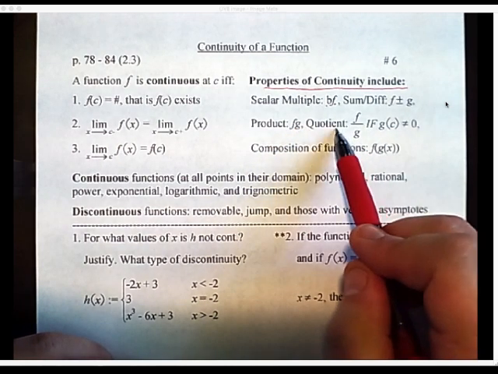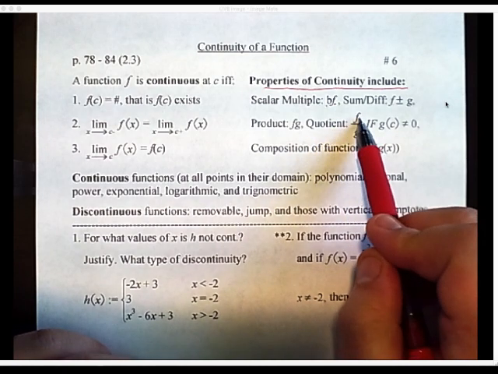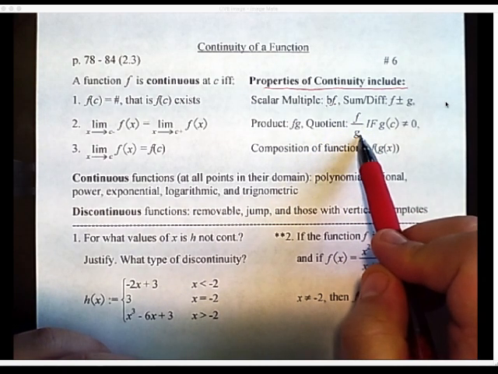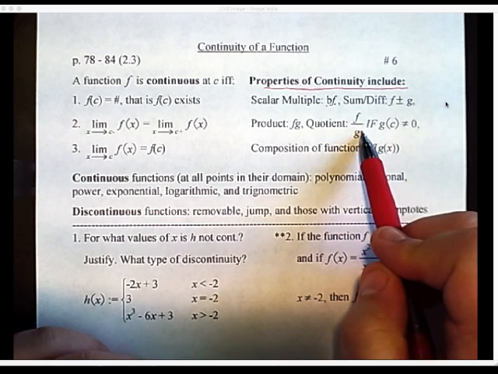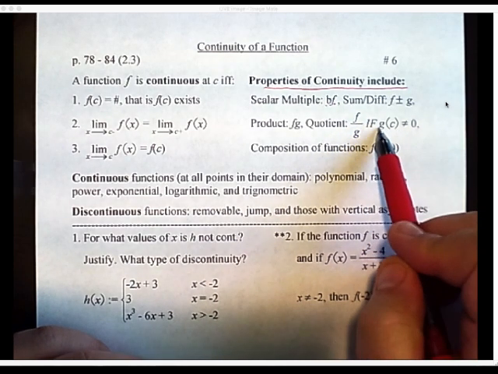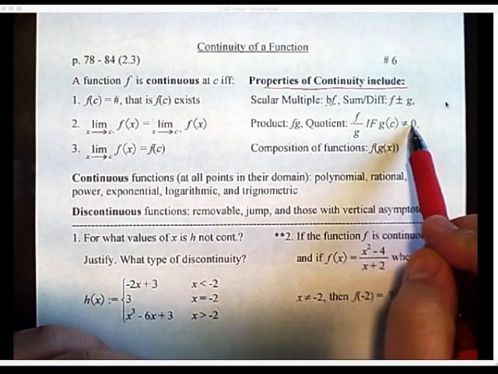All right. Now, what about quotient? If f is continuous everywhere and g is continuous everywhere, if you divide them, they'll also be continuous as long as the g function never equals 0.